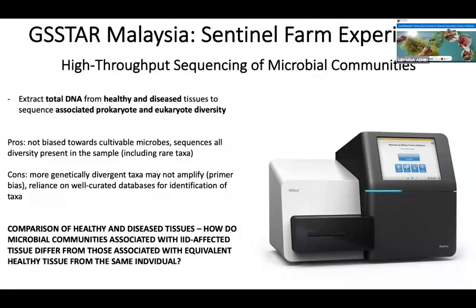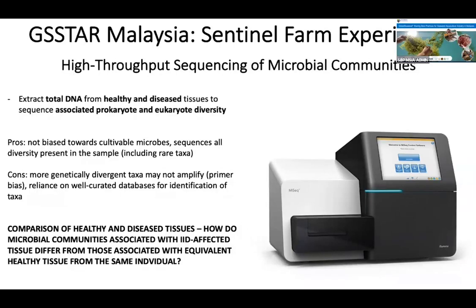Rather than bacterial cultivation, we chose to use high-throughput sequencing methodologies for our sentinel farm experiment because this offers a number of very clear advantages. The first of these is that there isn't this bias towards cultivable microbes. The DNA extraction method that we used was specifically designed to completely homogenize and lyse all cells in the sample, so the total diversity would be sequenced. This includes taxa that are rarer and less abundant, and it also enables us to look at both prokaryote and eukaryote taxa in the samples.